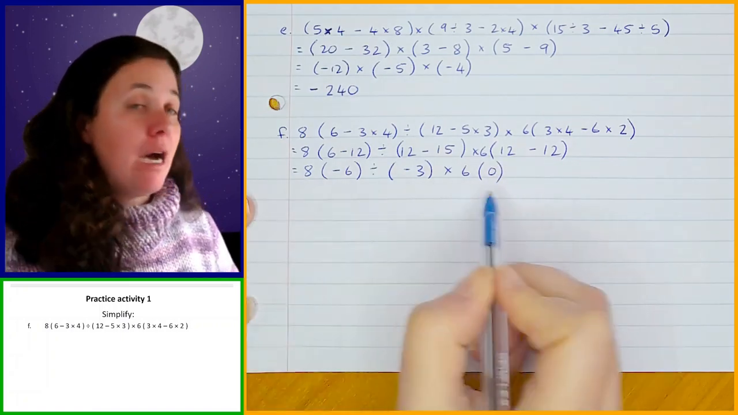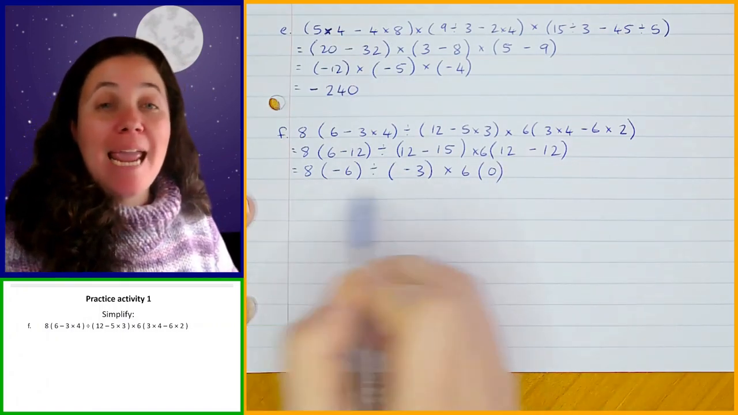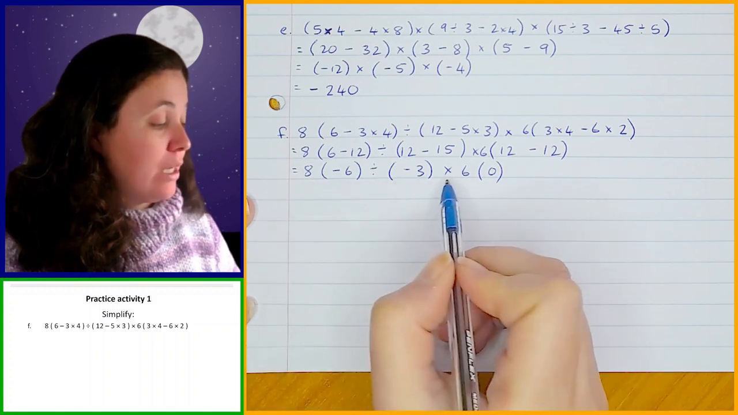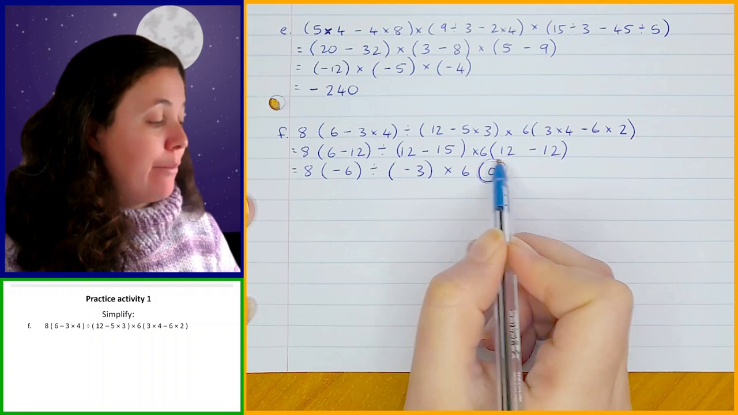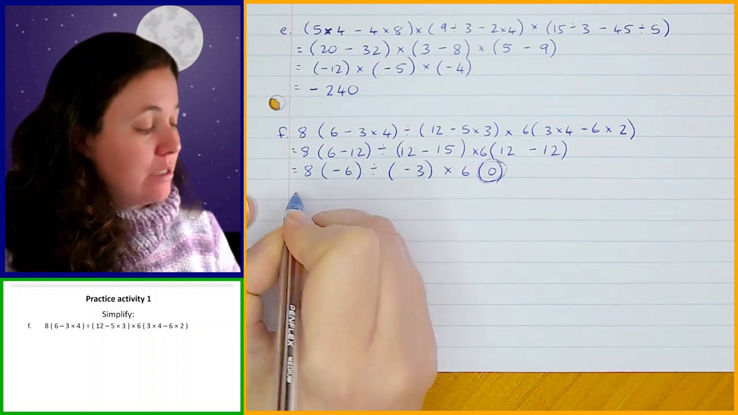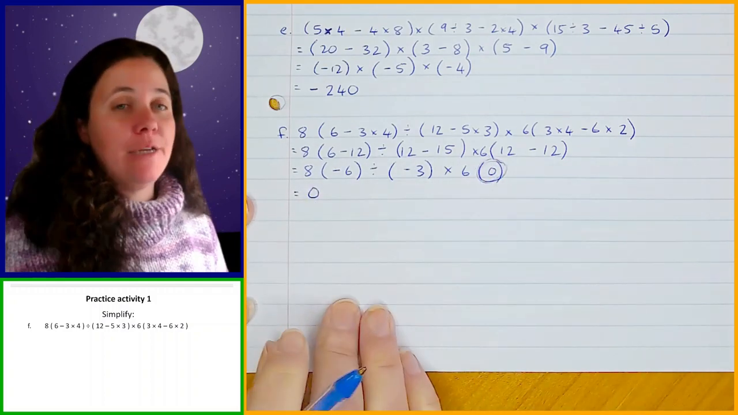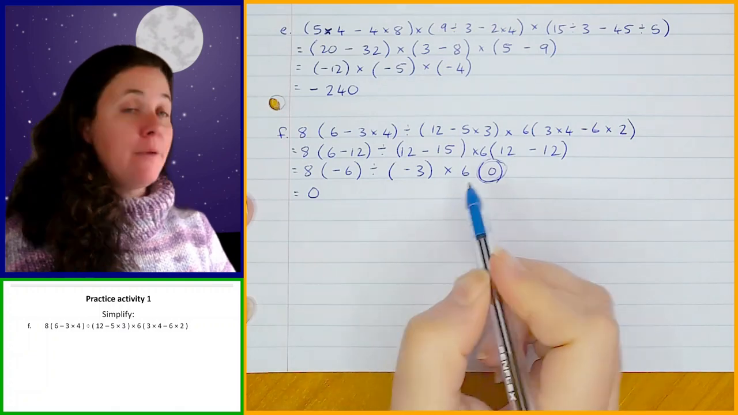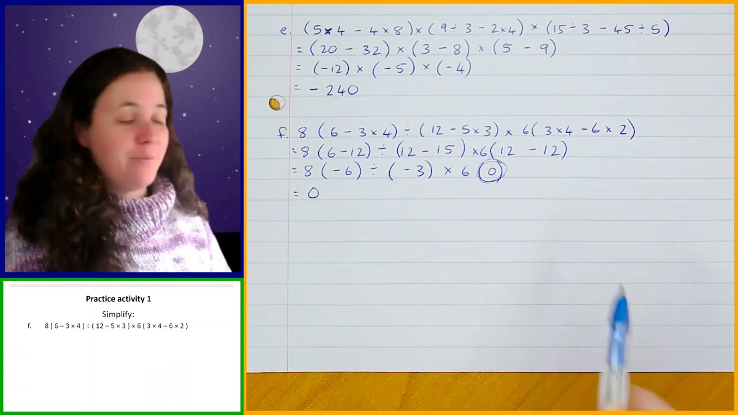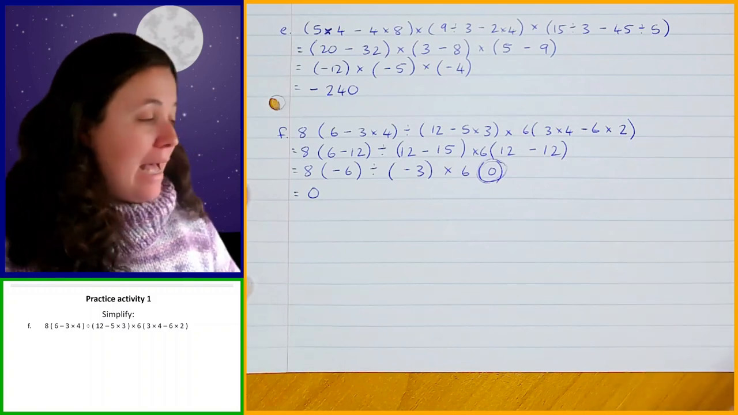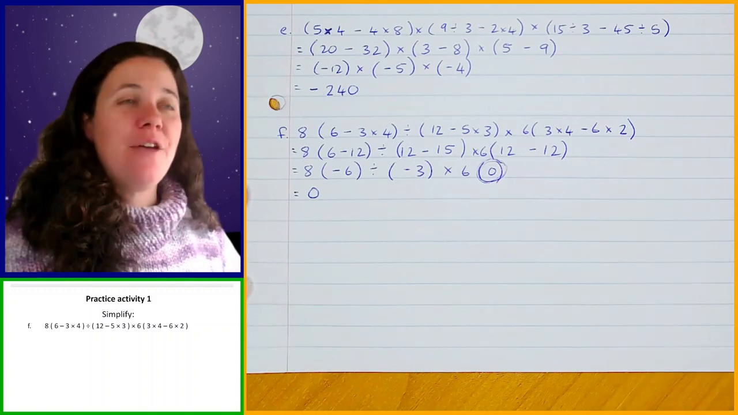Okay, so now I actually don't have to worry about any of what is over here, because what I see is that I am multiplying by 0. And because I'm multiplying by 0, I know that my answer is going to end up being 0. It doesn't matter what else I'm doing over here, because I'm multiplying by 0, my final answer is going to be 0. Okay, and that is what you should have got for question F.